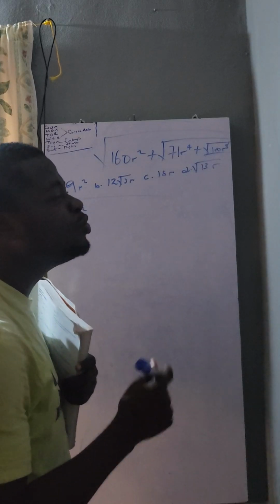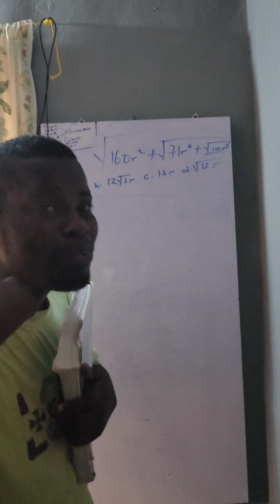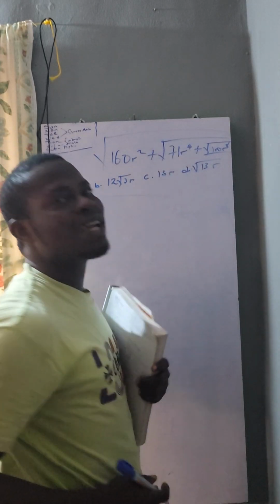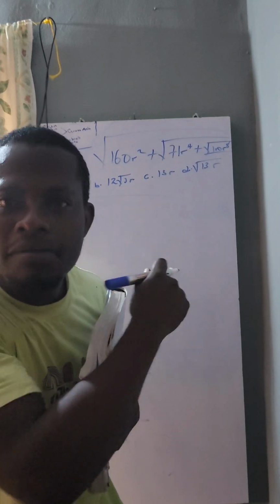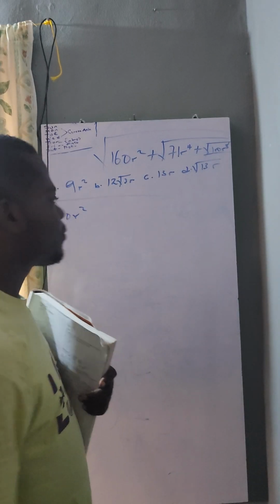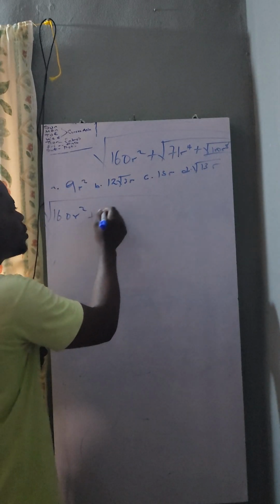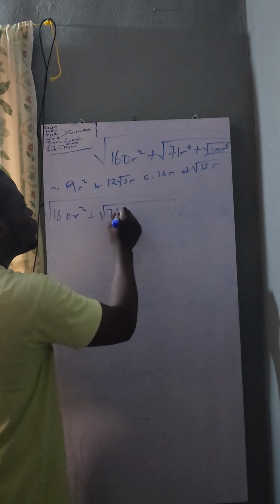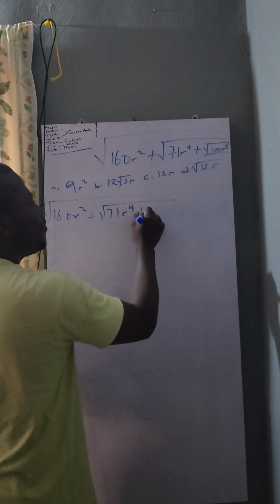And in mathematics, you don't skip a step. I know the square root of 100 is 10, but how did you get 10? That's how you get your full mark. You don't skip a step. 160r squared plus the square root of 71 r raised to power 4 plus 100 r raised to power 8.